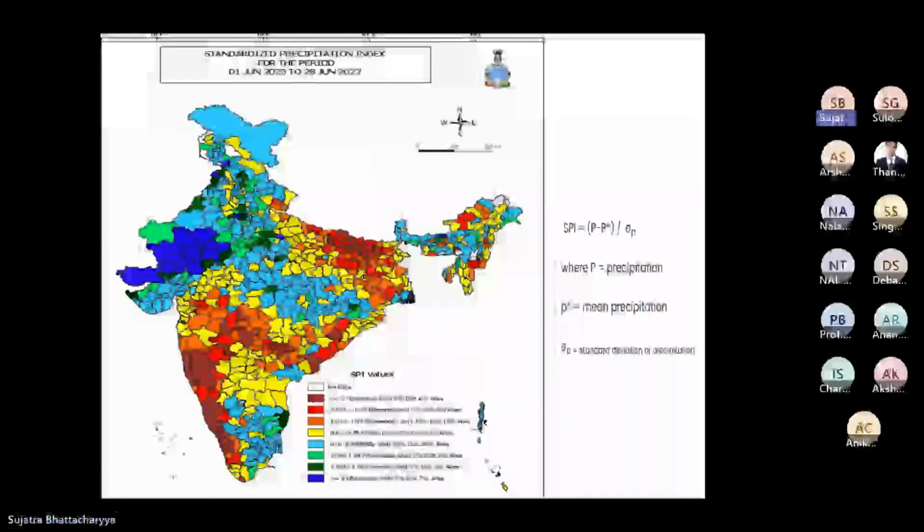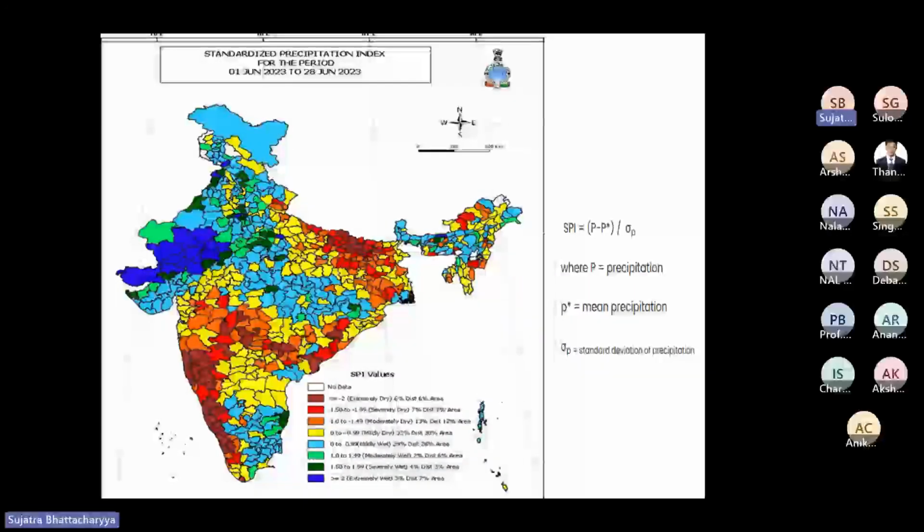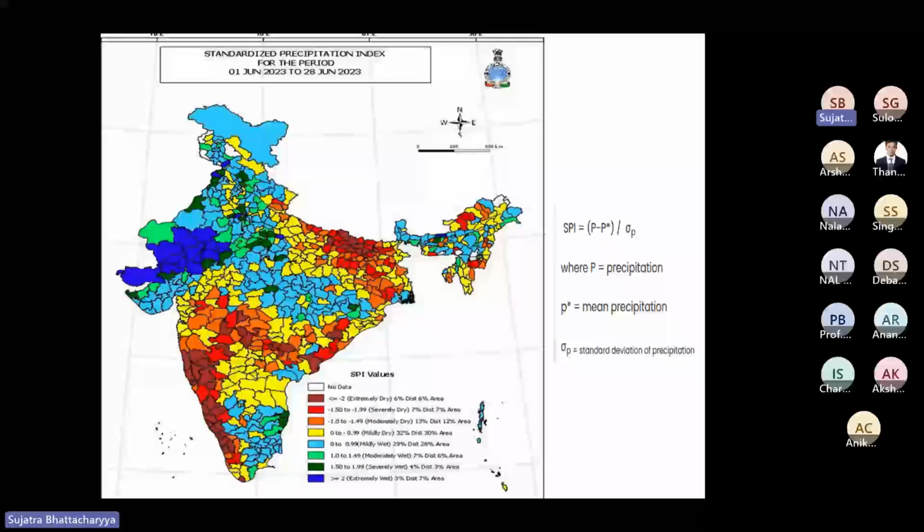Now, IMD is putting out more and more interesting graphs. This is the standardized index. This is P minus P-bar by sigma. Okay. So this is a better way to show, because remember, in India we have found very high rainfall here and not so high here. So if you plot in millimeters per day or other units, it doesn't capture it.